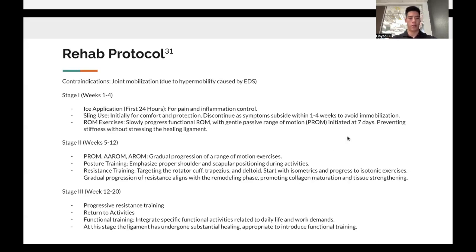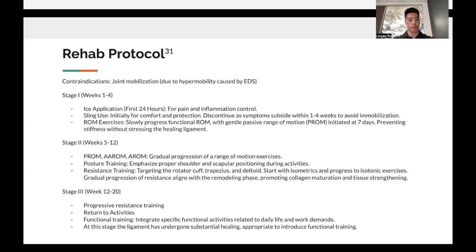For stage 1, week 1 to 4, we want to focus on controlling inflammation. We want to use ice for the first day, and then use the sling for comfort and protection. We want to discontinue it as soon as the symptoms have reduced to avoid immobilization. And we want to use range of motion exercises. Start with gentle passive range of motion at the 7-day mark to prevent stiffness without stressing the injured ligament.